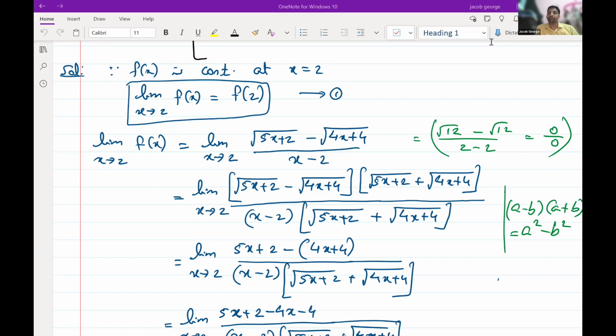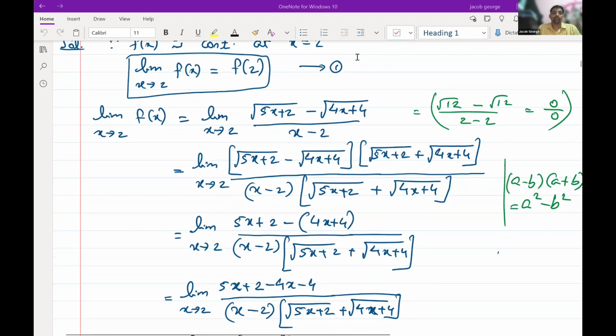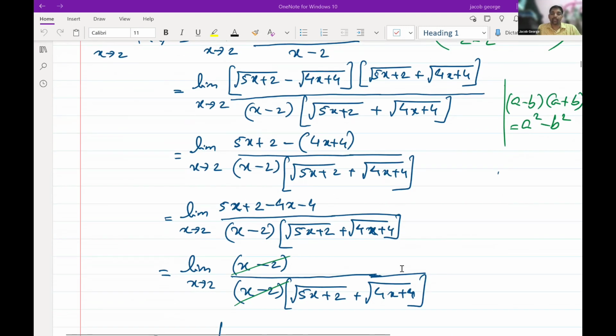Here the root is in the numerator. So we have to multiply by the conjugate of the numerator on both numerator and denominator. Then the numerator is in a minus b into a plus b form, that is a square minus b square, and the denominator is a multiplication. So from the numerator, we get x minus 2 as the result of simplification.